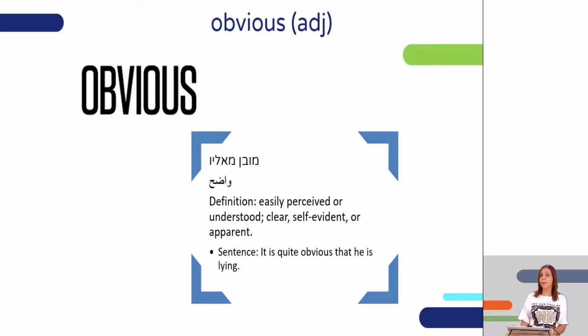So here we have the word obvious. Obvious is another word for clear enough. What do you mean by the word obvious in English? It is easily perceived or understood, clear, self-evident, or apparent. So what do we mean here by obvious? We mean it is something clear, apparent, you can easily notice it or see it. We have here a sentence. It is quite obvious that he's lying. So it is clear that he's lying. It is apparent that he is lying.